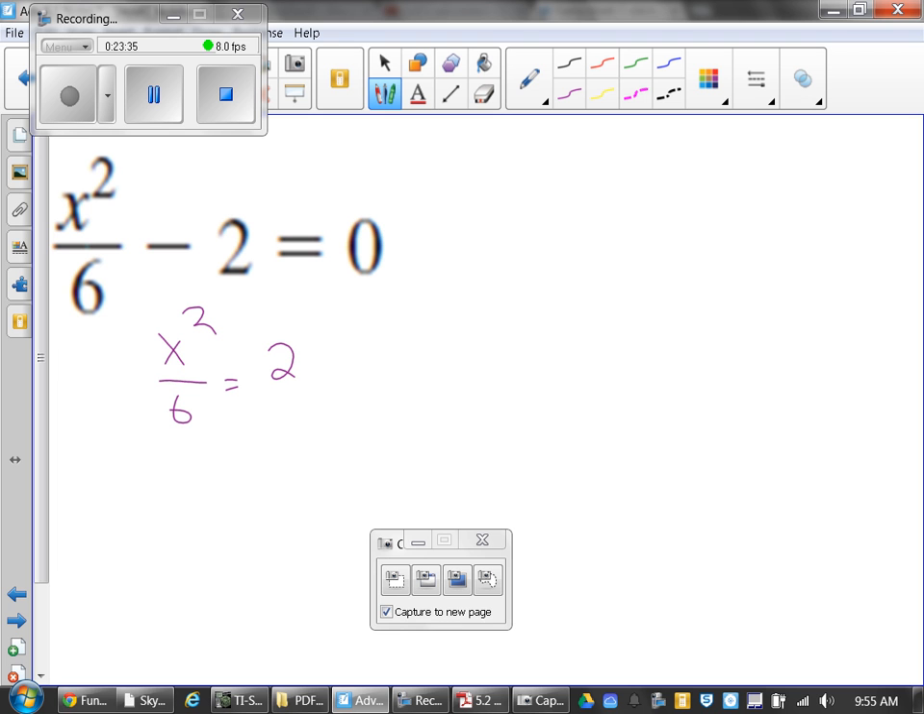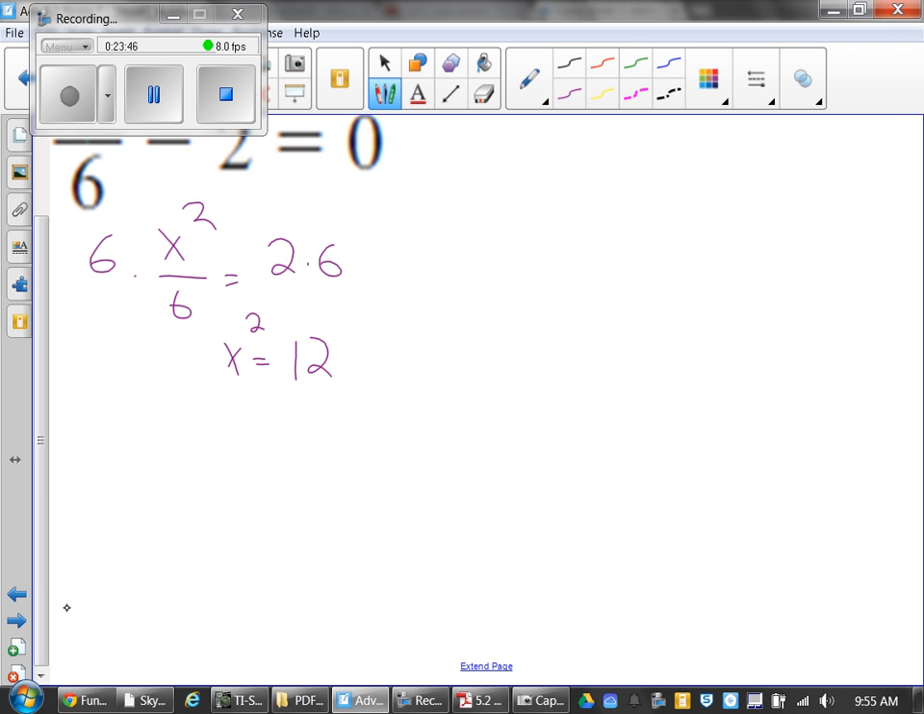Add 2 to start with, I'm hoping, right? Yes. Multiply both sides by 6. Square root of 12. X is plus or minus 2 root 3. Good.